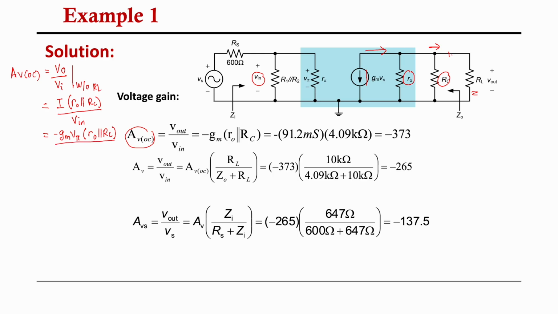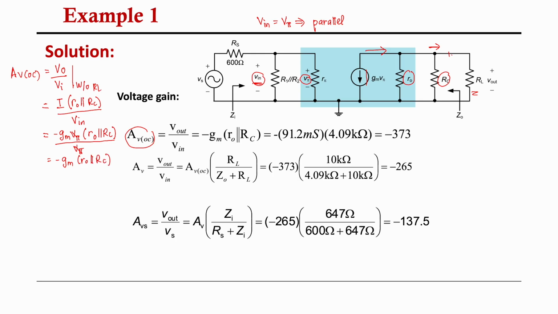Okay, then what is our V in? V in here is parallel with V pi. V in will equal V pi because it is parallel. We know that for parallel, our voltage will be equal. So our V in will equal V pi. In this case, we can simplify this to become negative GM R naught over RC.